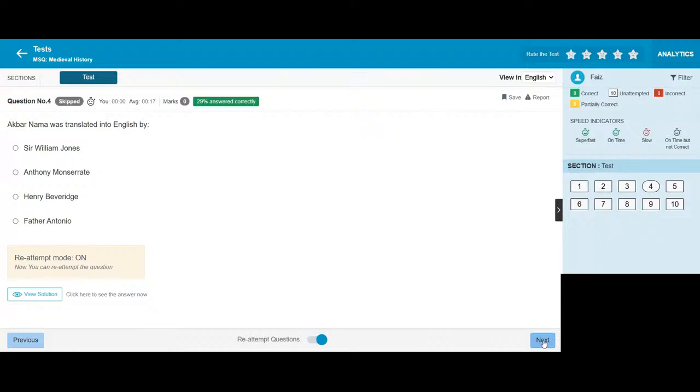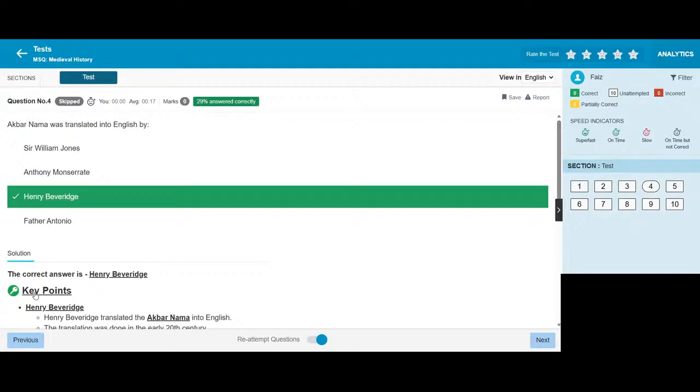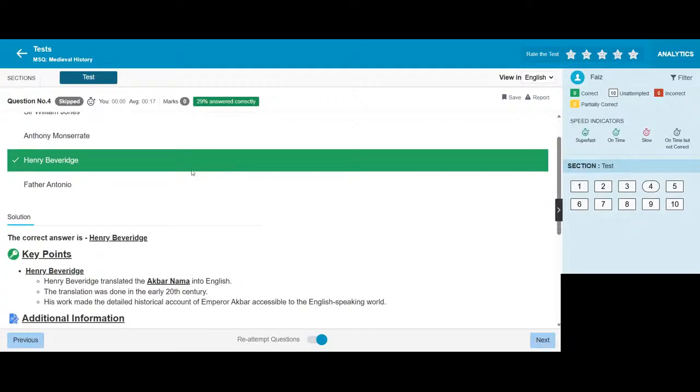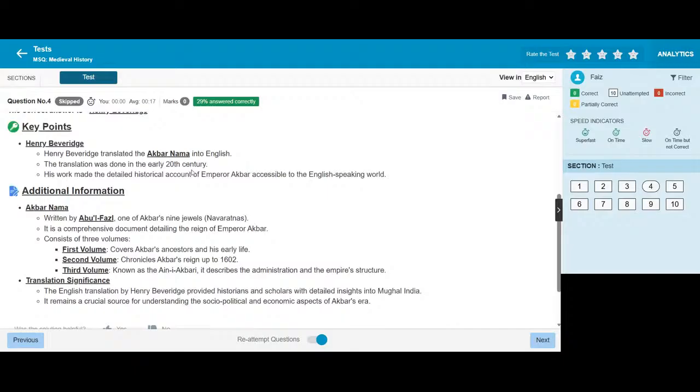The Akbarnama was translated into English by Henry Beveridge. The translation was done in the early 20th century. His work made the detailed historical accounts of Emperor Akbar accessible to the English-speaking world.